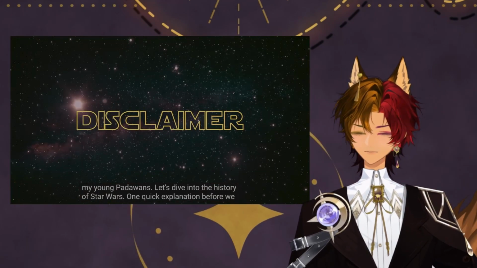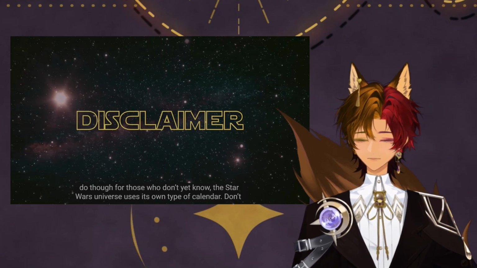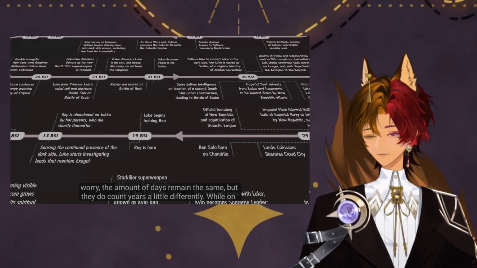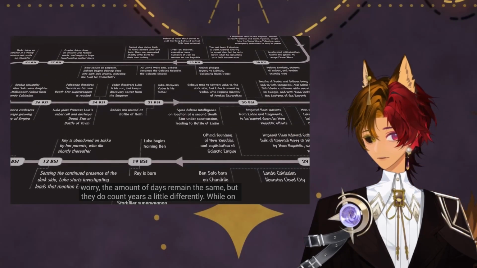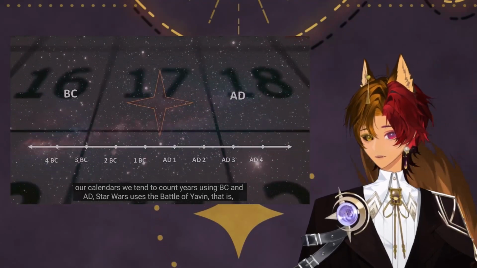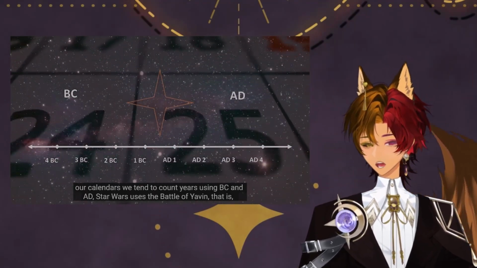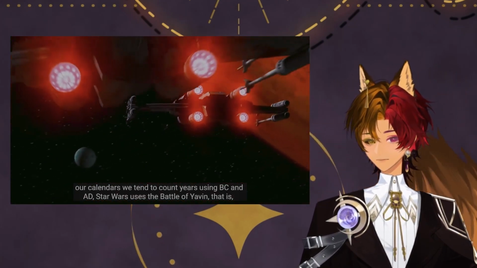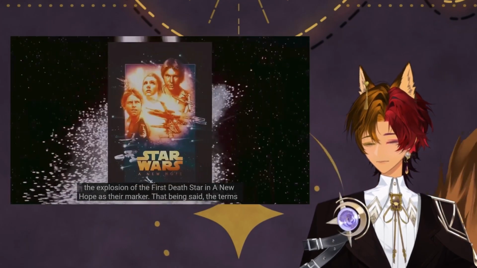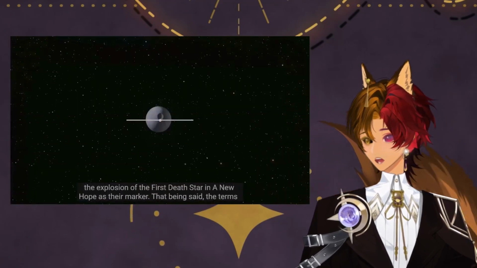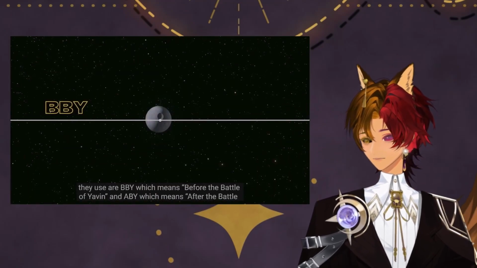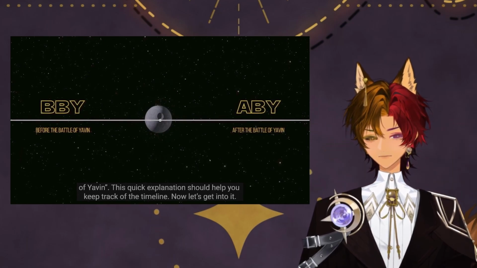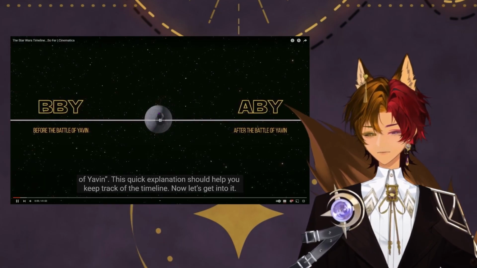But one quick explanation before we do, for those who don't yet know, the Star Wars universe uses its own type of calendar. Don't worry, the amount of days remain the same, but they do count years a little differently. While on our calendars we tend to count years using BCE and AD, Star Wars uses the Battle of Yavin, that is, the explosion of the first Death Star in A New Hope, as their marker. The terms they use are BBY, which means before the Battle of Yavin, and ABY, which means after the Battle of Yavin. This quick explanation should help you keep track of the time.